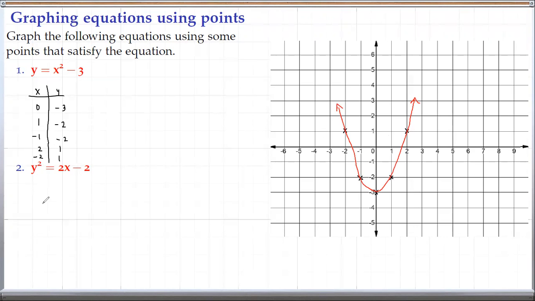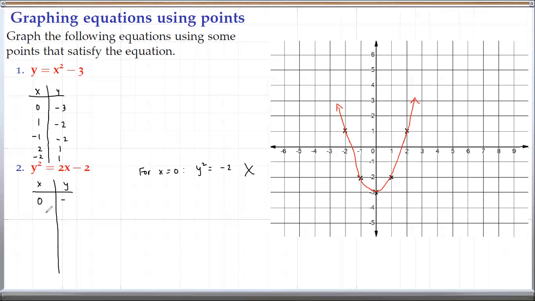Now let's try the second one. Again, we can create a table of x and y values. So first, let's try x equals 0. We want to find what y would be. So for x equals 0, we have y squared equals 2 times 0 minus 2, which is -2. But this is not possible. A number squared cannot be a negative number. So that means there is no y value when x is 0.